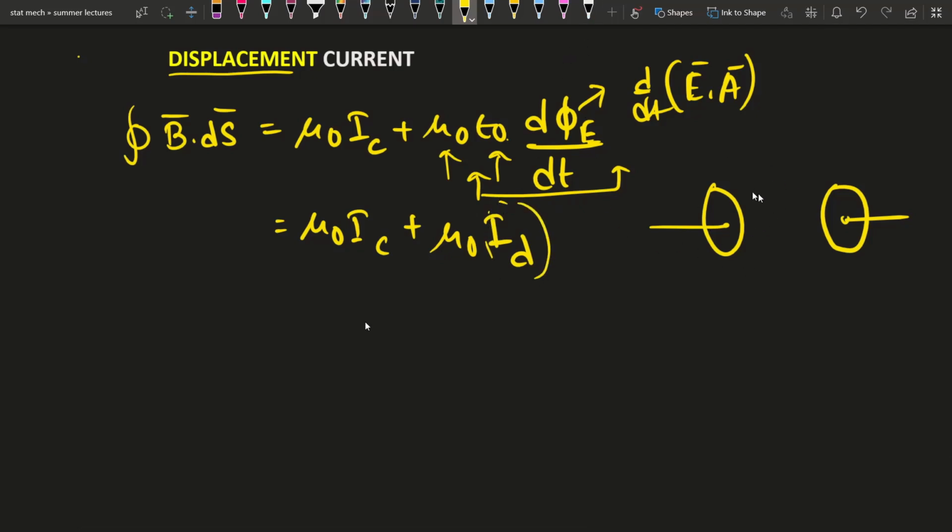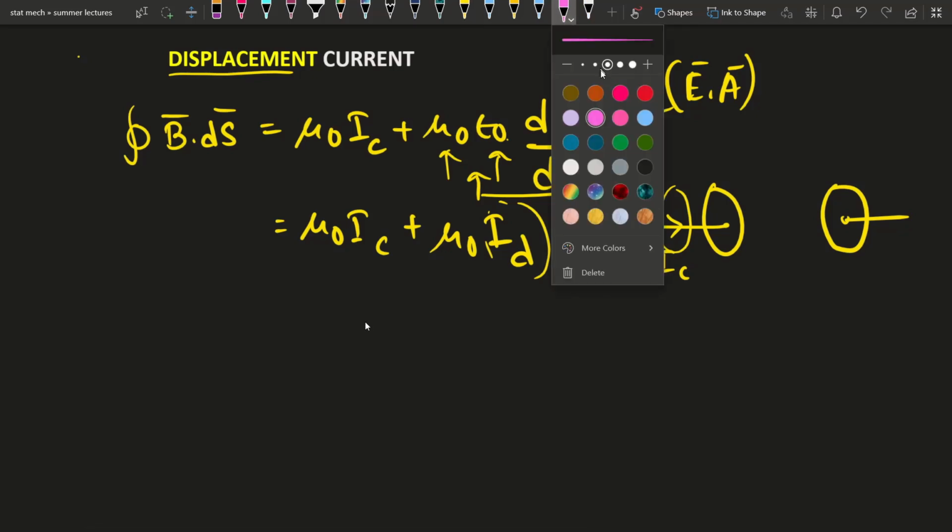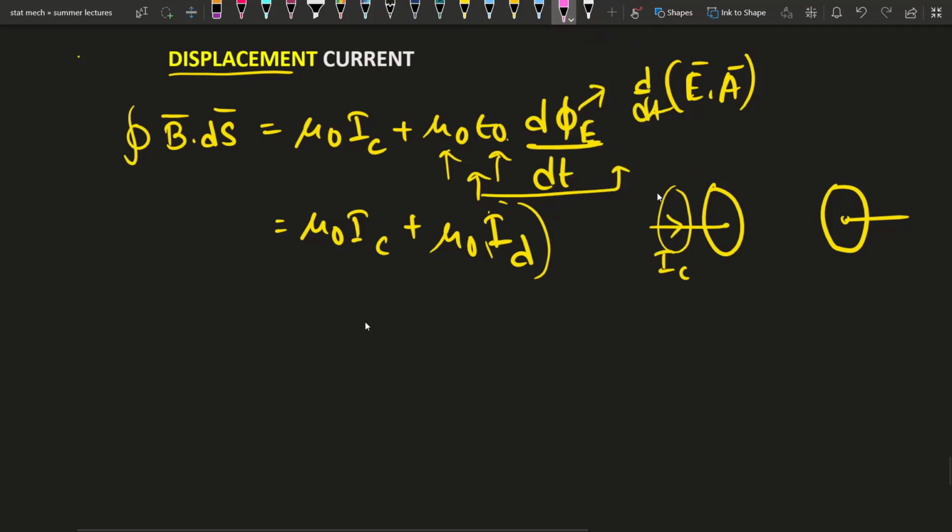Now there is a very beautiful concept that here the current, conduction current flows, and the magnetic field, how does the magnetic field look like here? The magnetic field will be like this, right? Circulating this wire, right? So here in this region, what happens?